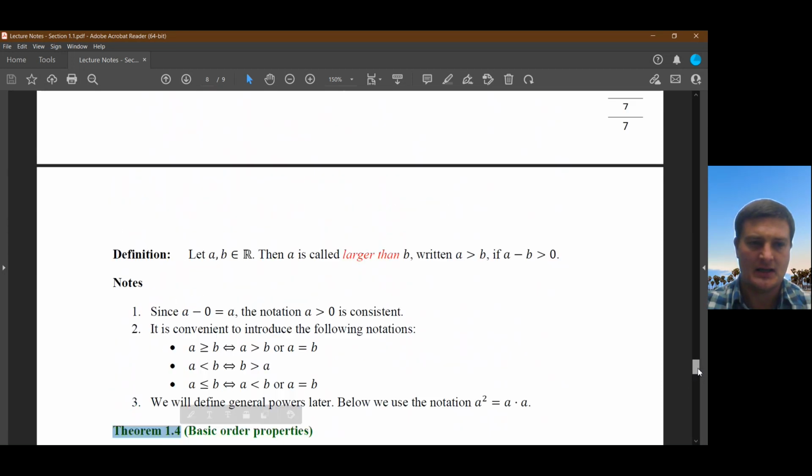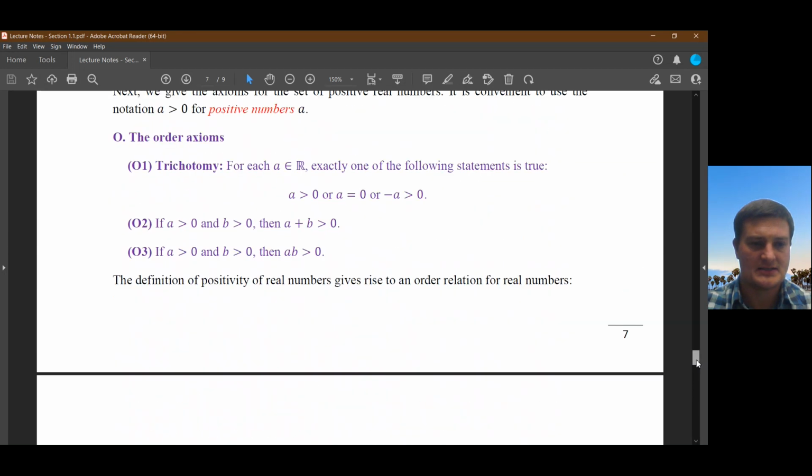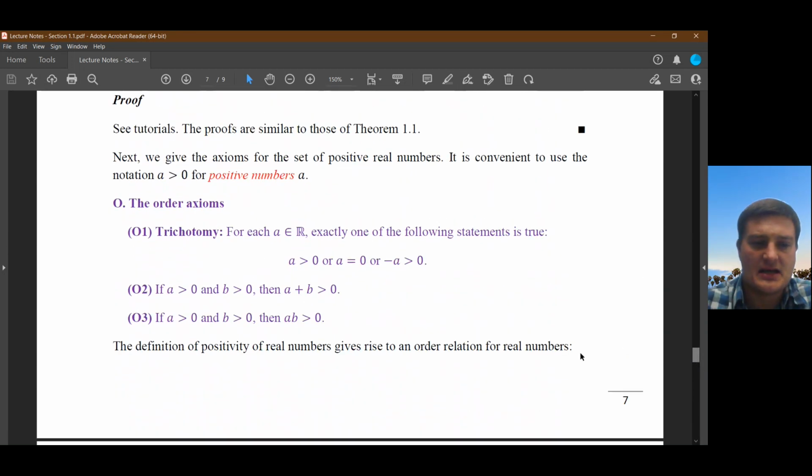But before I start there, let's quickly go back to the three order axioms. The first axiom is called trichotomy, and it says that for each real number A, exactly one of the following statements is true. Any real number will either be larger than 0, meaning it's positive, equal to 0, or its negative will be greater than 0. If you think about a negative number, then the negative of that number would make it positive. And that's where trichotomy comes in.